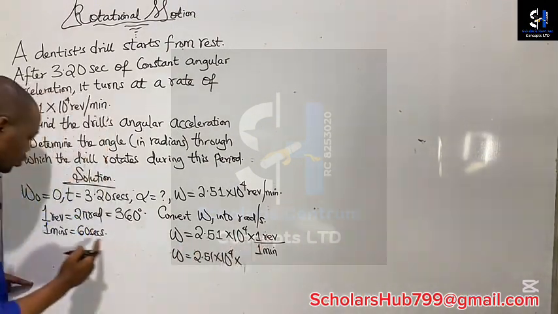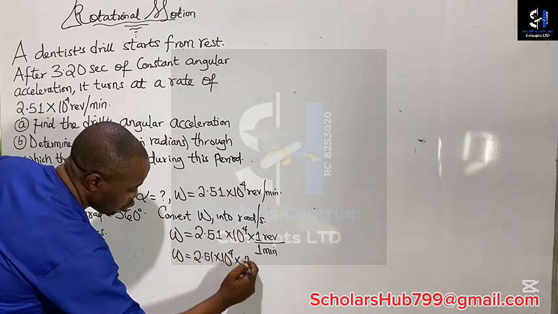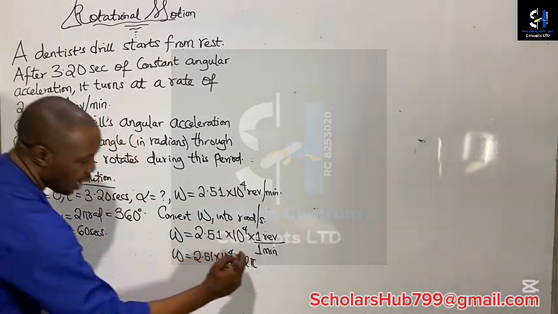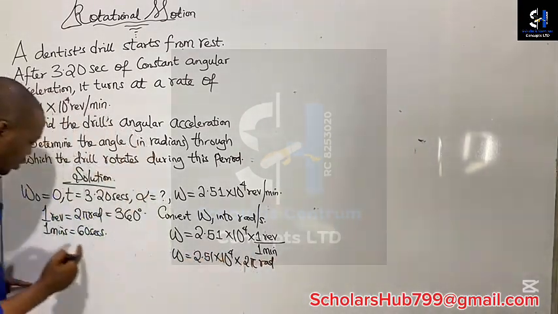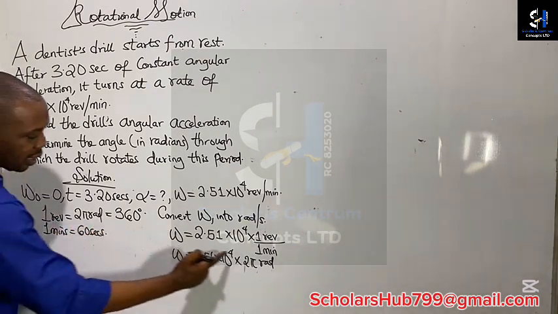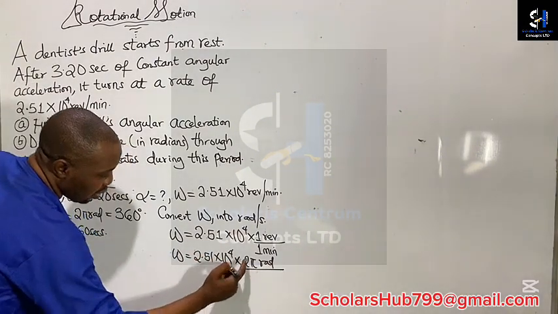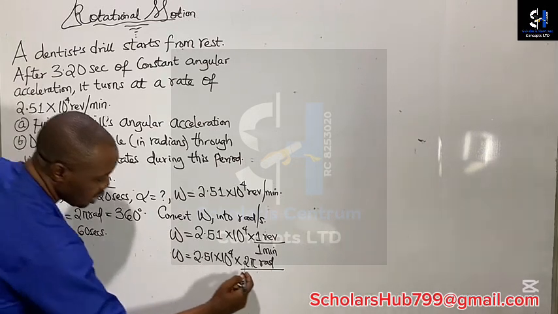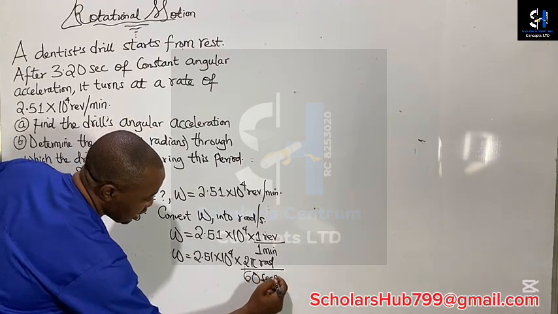Okay, 1 revolution. We have 1 revolution to be what? 2 pi. Okay, and that becomes what? Rad. Because 1 revolution equals 2 pi radians. Then over 1 minute equals 60 seconds. So we have 60 seconds.